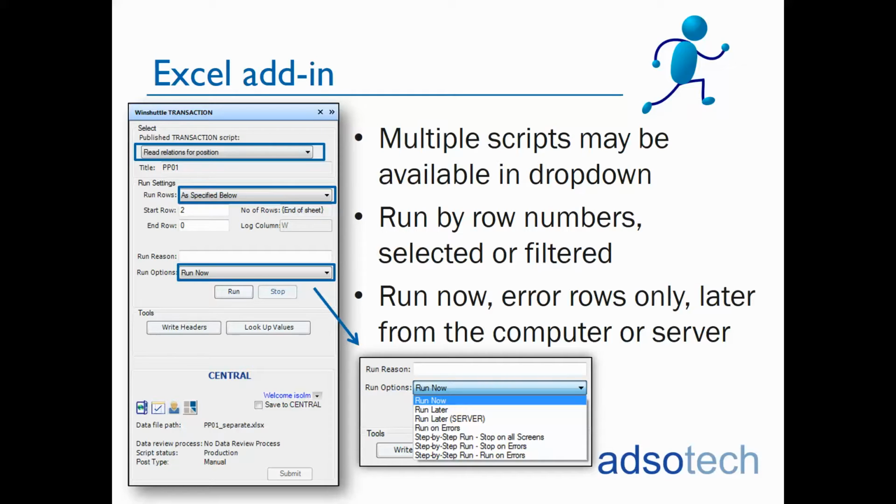Most commonly used options are, of course, run now and run on errors. Step-by-step runs are usually for developers, and they're mostly run from the separate application in connection to troubleshooting. Run later server we will get back to a little bit later.